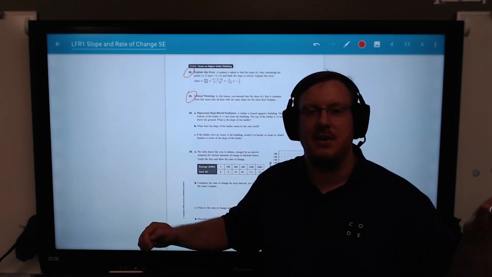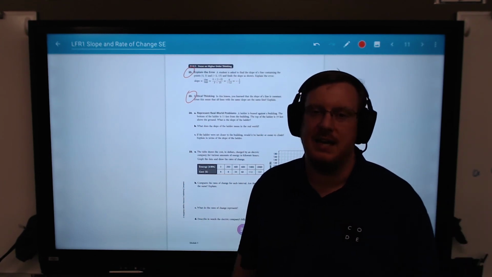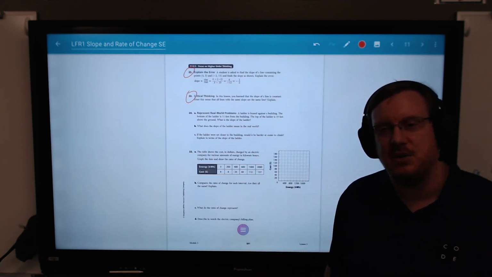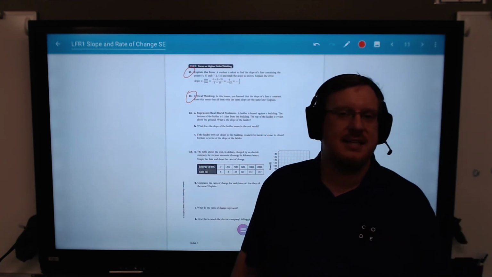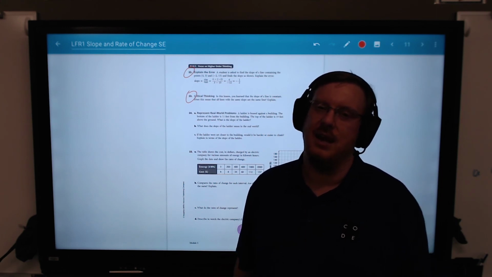Otherwise, that takes care of our slope. We're going to do some practice outside of this one. We're going to do some quizzing, make sure we're all on the same page, and we'll figure out how we're going to test on this thing. Haven't decided yet. We'll get it done.